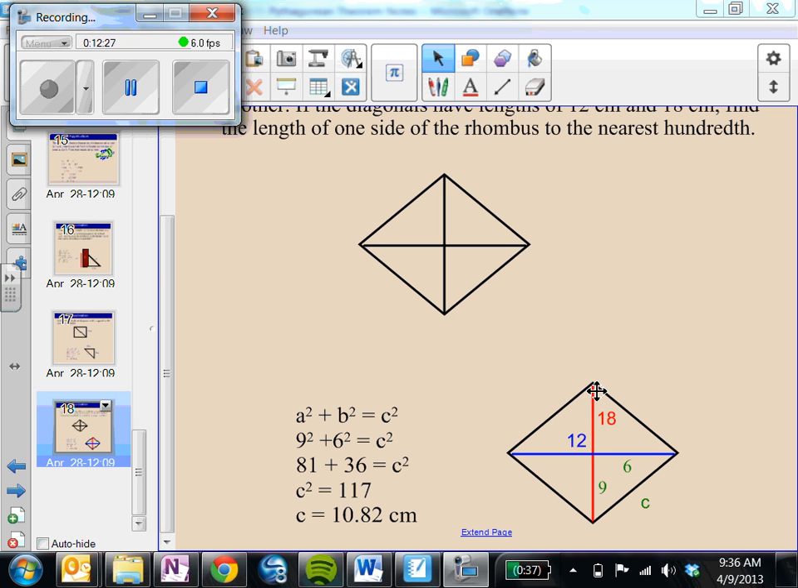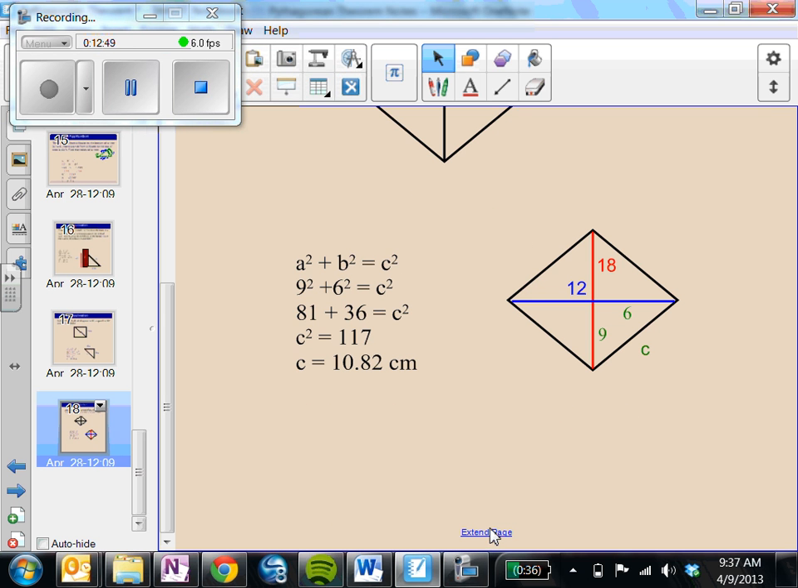So we know that the length of one of the diagonals is 18. It doesn't matter which one. We know the length of the other is 12. Again, it doesn't matter which one. Since they bisect each other, we know that the one that's the length of 18, each half of it is 9. And the one that's the length of 12, each half of it is 6. So that means that we have a triangle that is formed, a right triangle, since they are perpendicular to each other. This forms a right triangle, and the right triangle is right in here.